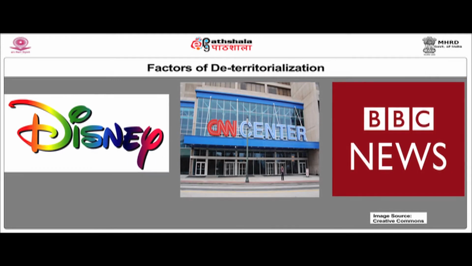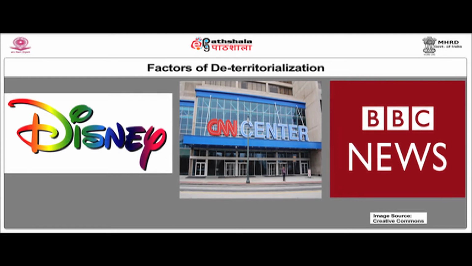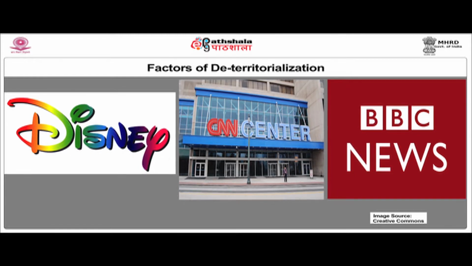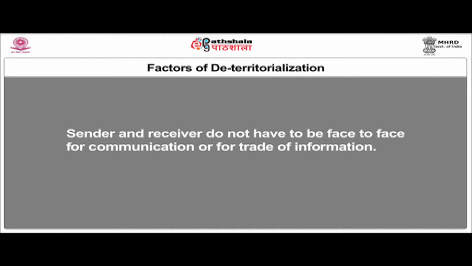He calls Rupert Murdoch and Disney the traders of information, and CNN and BBC the distributors of news and advertisements. Thompson adds that the media is global as it is constant, and the net, which is ever present, can transport information anywhere, anytime, subsiding the barriers or boundaries of a particular region. Sender and receiver do not have to be face to face for communication or for trade of information.